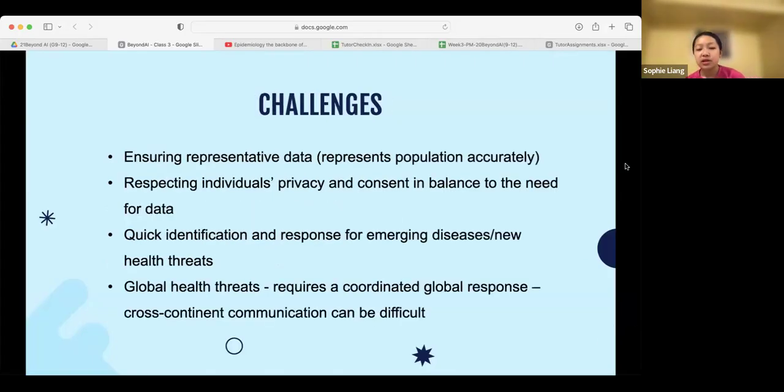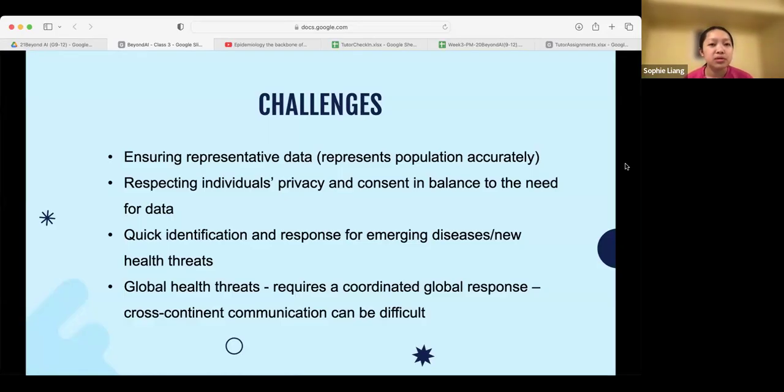And there's definitely some challenges as well. One of them is ensuring representative data. So making sure that the data you use in a study matches the population accurately. This is really important because when you take data from real people and then you draw conclusions, you want to make sure that you can apply the conclusions to the real world, not just one group of people.